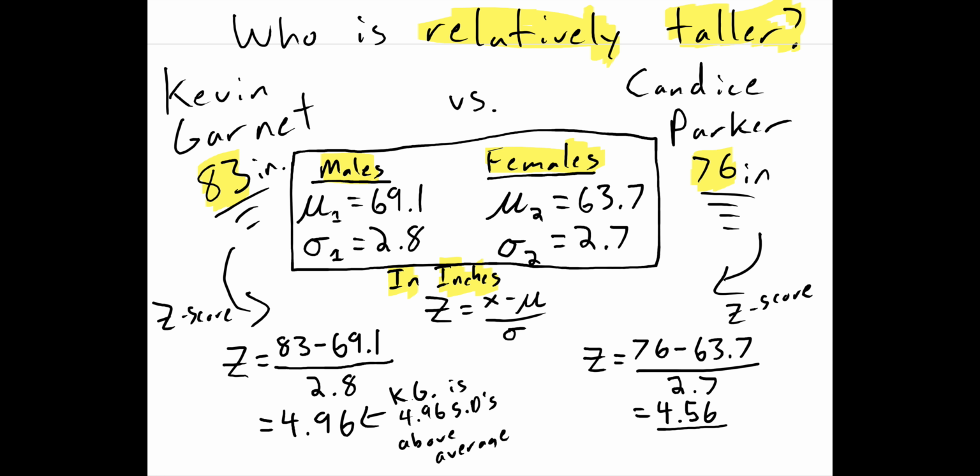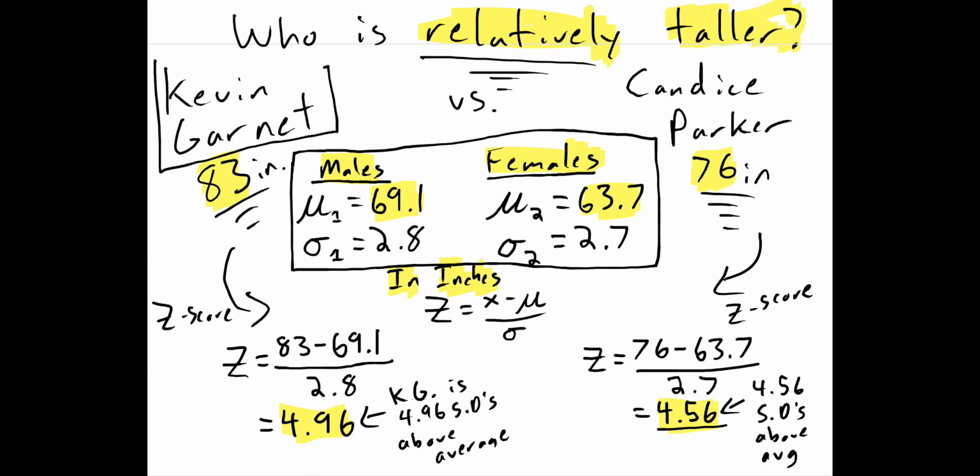But now that we've found the z-scores, we've essentially found a way to compare who is taller relative to their gender. Kevin Garnett is almost 5 standard deviations above average, whereas Candice Parker is only 4.56 standard deviations above average. It turns out that's still incredibly tall. So even when accounting for the fact that males are taller than females on average, Kevin Garnett is still relatively taller. Who wins this battle?